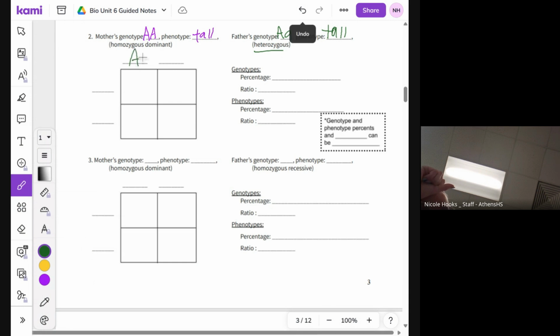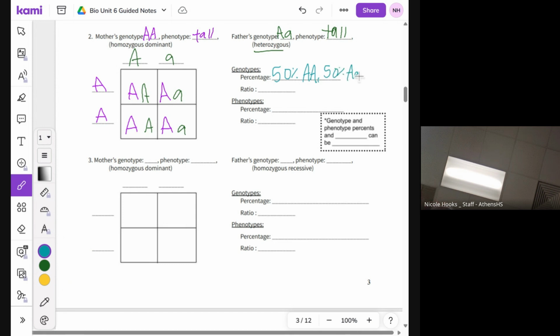Okay, so let's put dad's alleles across the top and mom's alleles across the side, and then we're going to cross them. Mom's alleles go across, and the bottom ones are for the other allele. Dad's big A goes down this column and the little a goes down that column. Okay, so these are different genotypes now. So we've got 50% of the kids' genotype is big A, and then 50% is big A, little a. Okay, slightly different.